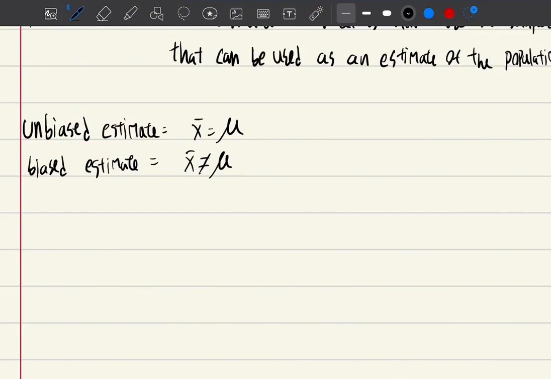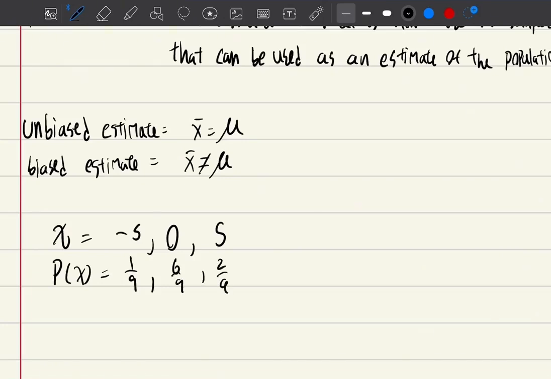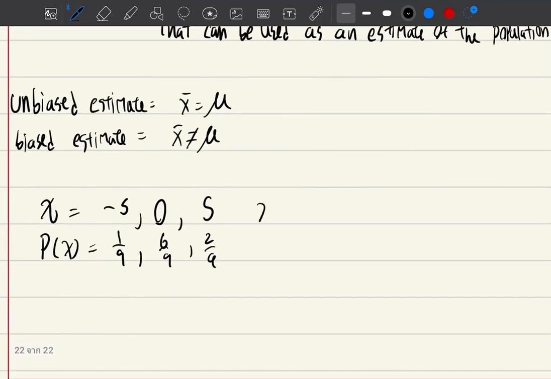the population in the range of x equal to -5, 0, and 5. And the probability distribution is 1 over 9, 6 over 9, and 2 over 9. This one is for the parameter, the population.